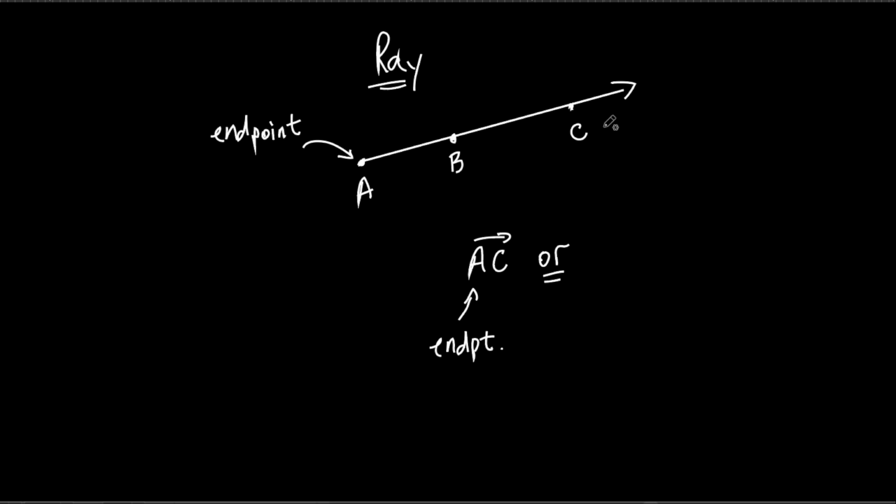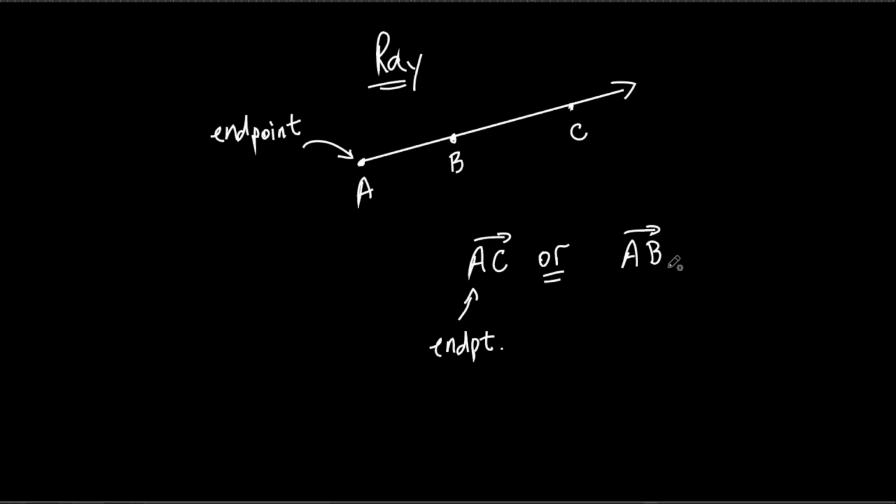Now, there's another way that we could name this ray right here. What do you think that would be? Where does this ray start? At A. What other point does it go through? It goes through B. So I could call it ray AB. It's the same exact ray.